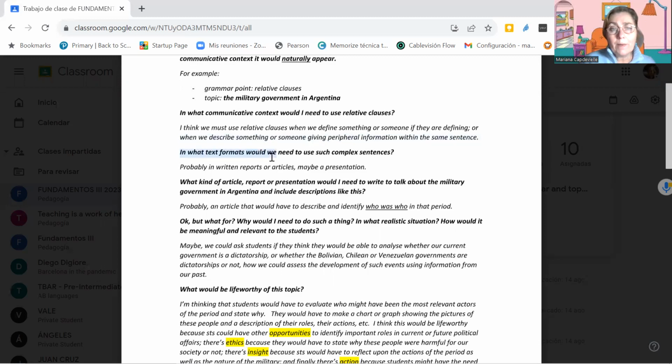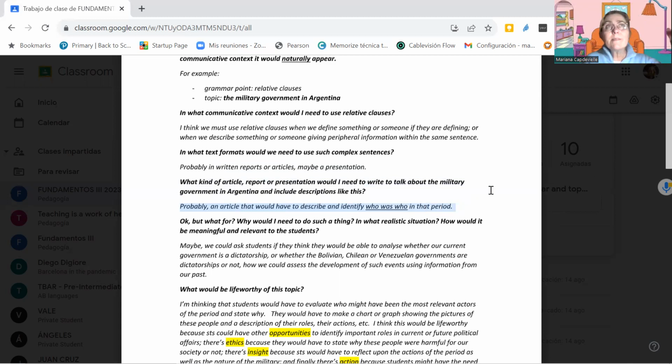Now, in what text format will we need to use such complex sentences? Well, probably in written reports or articles, maybe a presentation, because usually it's in formal scenarios. In natural conversations, sometimes we don't use maybe one isolated relative clause, but maybe in more formal text formats. Now, what kind of article, report, or presentation would I need to write to talk about the military government in Argentina and include descriptions like this? In what kind of article? Okay, probably an article that would have to describe and identify who was who in that period.